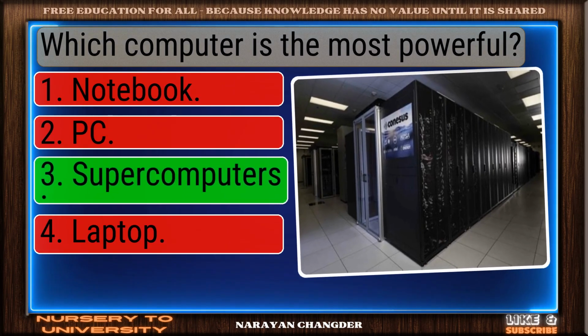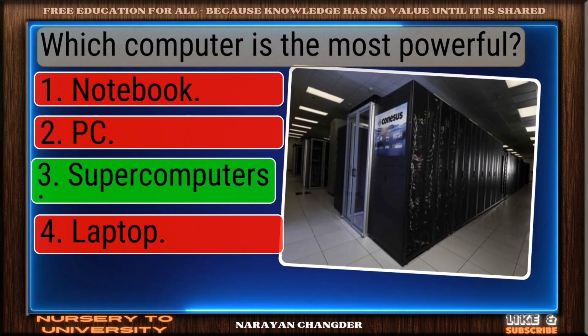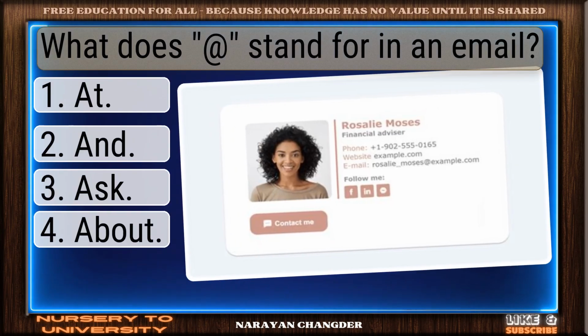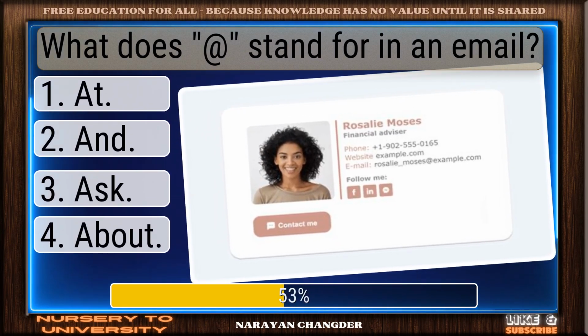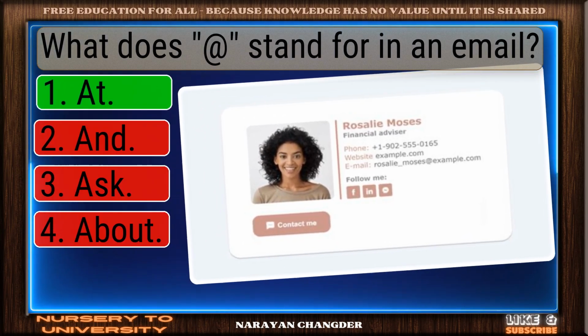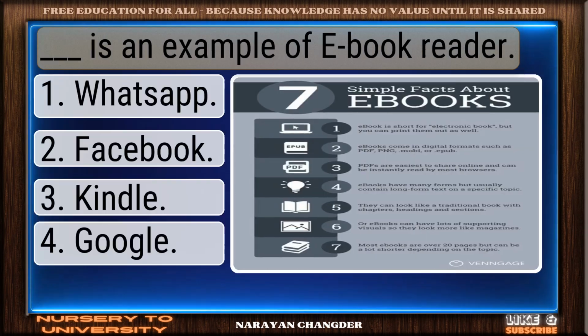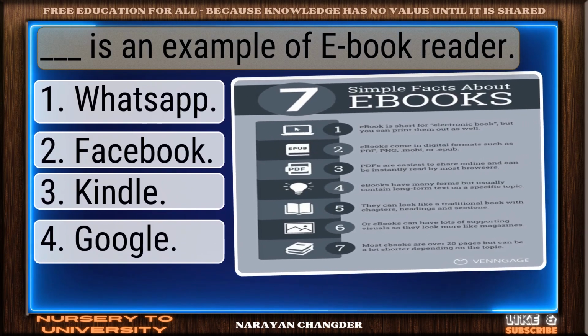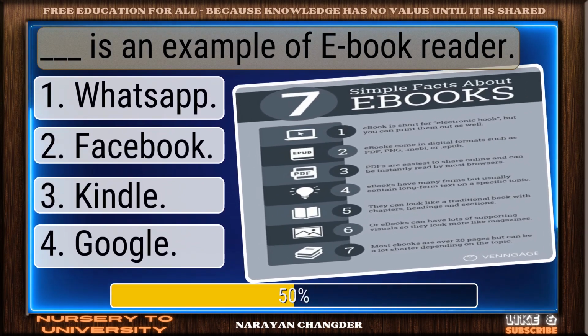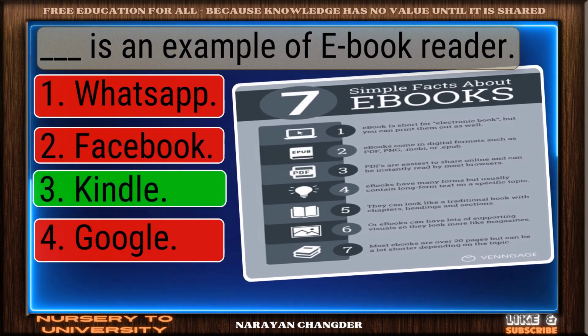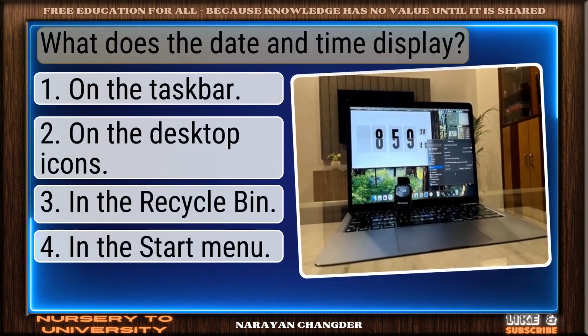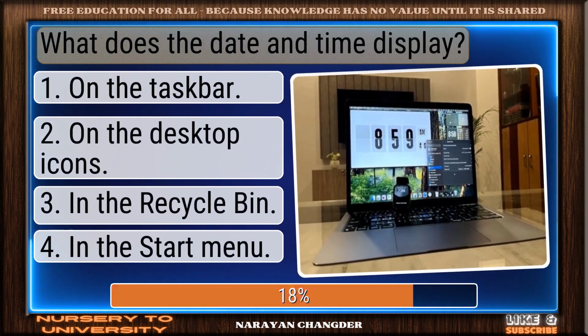Nice work. Supercomputers fits perfectly. What does @ stand for in an email? Valid point. At is true. Dash is an example of ebook reader. Well done. Kindle is right. What does the date and time display?